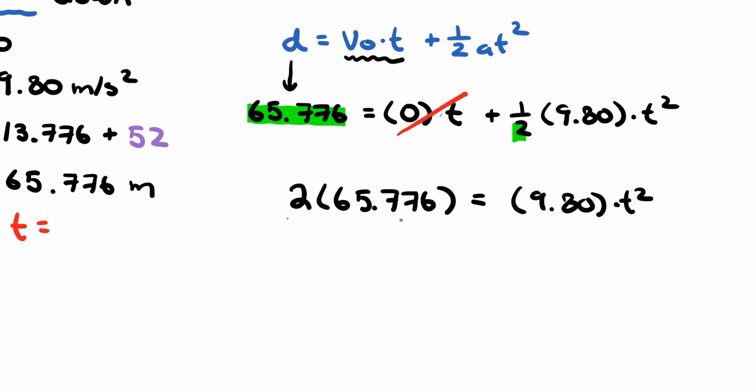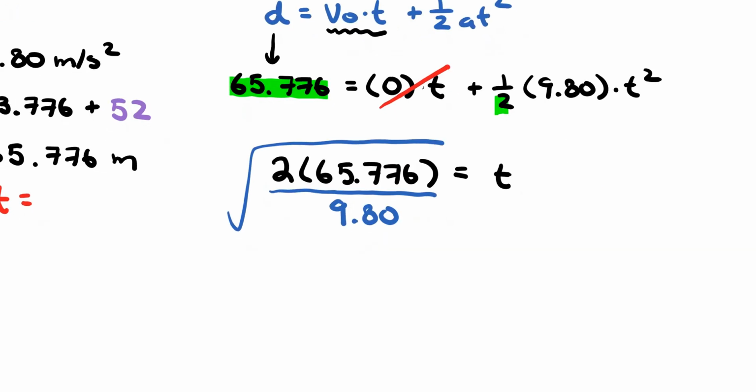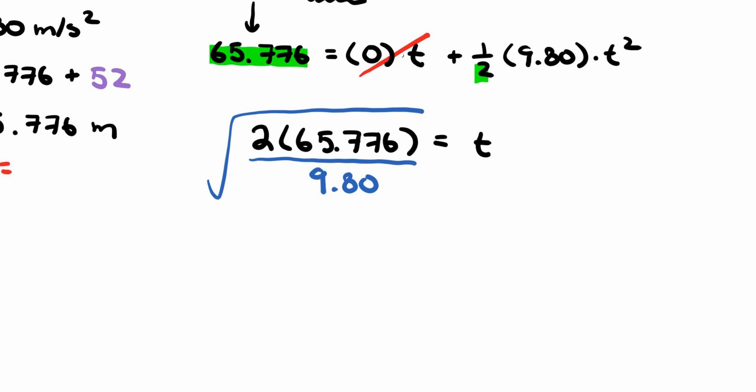And then I can divide both sides by 9.80. If I divide by 9.80, that goes away, and then I can just square root both sides, and that will just give me the time there. Alright, so time is 2 times the 65.776 divided by 9.80, and we just square root that. And if I square root that, I would get a time value of 3.6638 seconds. Alright, so 3.6638 seconds.